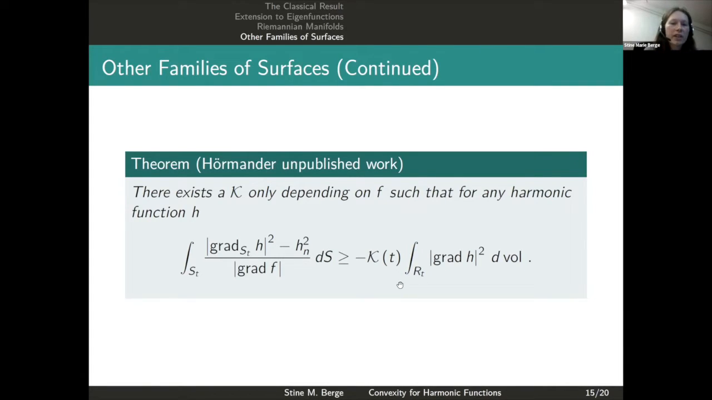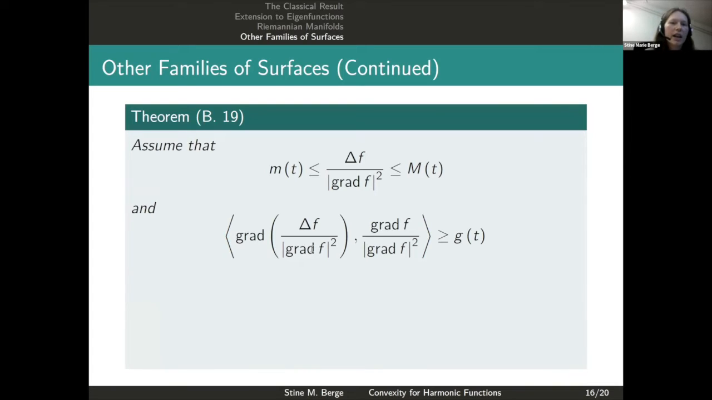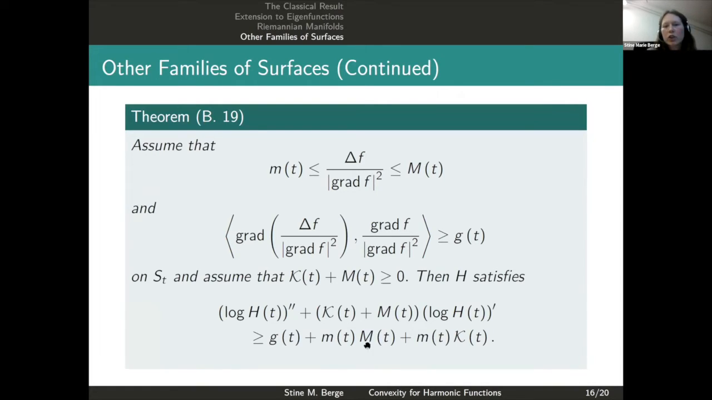So if you know this, you find this function here, and you compute what the Laplacian of f is, and get some upper and lower bounds, and also something which starts to look like the mean curvature of the surfaces. In this case, you will have the following kind of convexity when it comes to your function h.